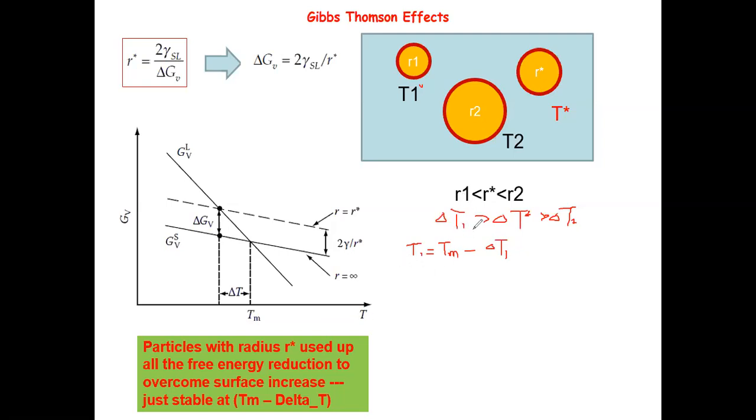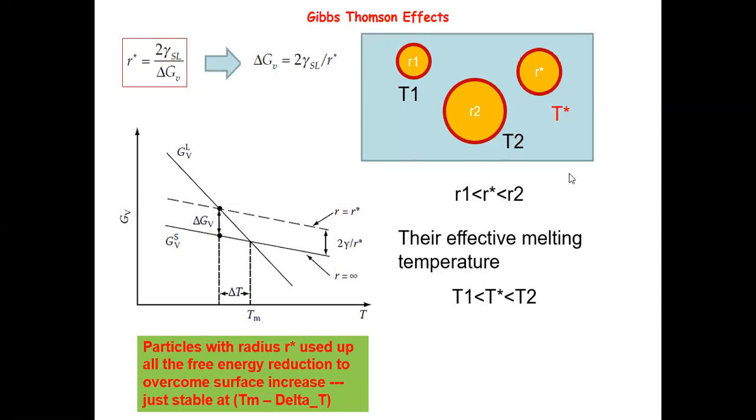Because the delta T1 is larger compared to the other, this means that T1 is the lowest among all three temperatures. And for the same reason, you can write down T star and T2, similar in this form. Does this make sense to everyone? Okay, so just make sure that this is super clear because this is very important. Now are we clear about this effective melting temperature idea? Is this Gibbs-Thomason type of idea clear?